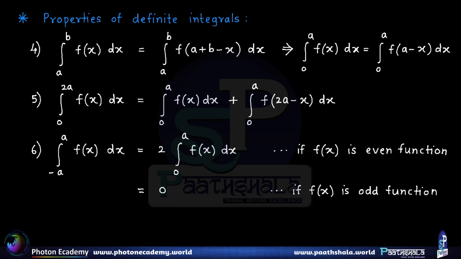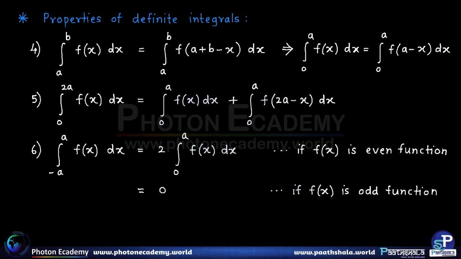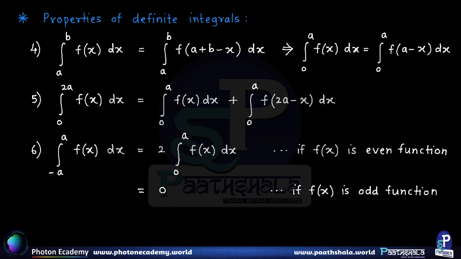And in the last property, integral of f of x from minus a to a, so we have to remember this pattern of limits properly, then this is equal to one of the two values. If f of x is an even function, then the answer will be 2 times integral of f of x from 0 to a, or if f of x is an odd function, then the answer will be 0. So using these properties, now we will see how to solve the different examples.